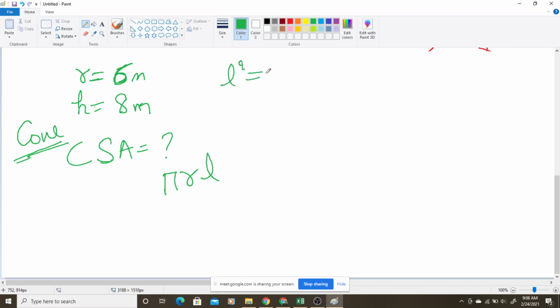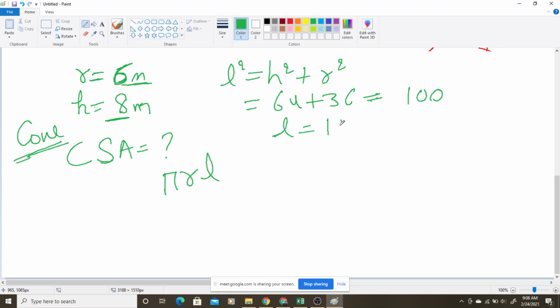L square is equal to what? H square plus r square. So it will be h square, square of 8 is what? 64, plus square of 6 is what? 36, and how much are you getting? 100. So that means L square will be 100, so L will be how much? 10, because 100 is the square of 10, so L is 10 meter. Now you can easily find it.